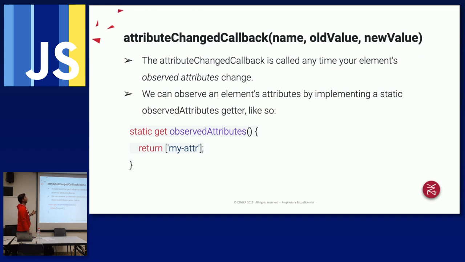Attribute change callback is called any time your element's observed attribute changes. There is a static method provided in custom elements, observed attributes, where you can define the variables or observables which are going to change in the future. These attributes can fire this attribute change callback lifecycle method every time. It has three parameters: name, old value, and new value. Name is the name of the attribute which you have defined, old value is the previous value, and new value is the changed value of that particular element.